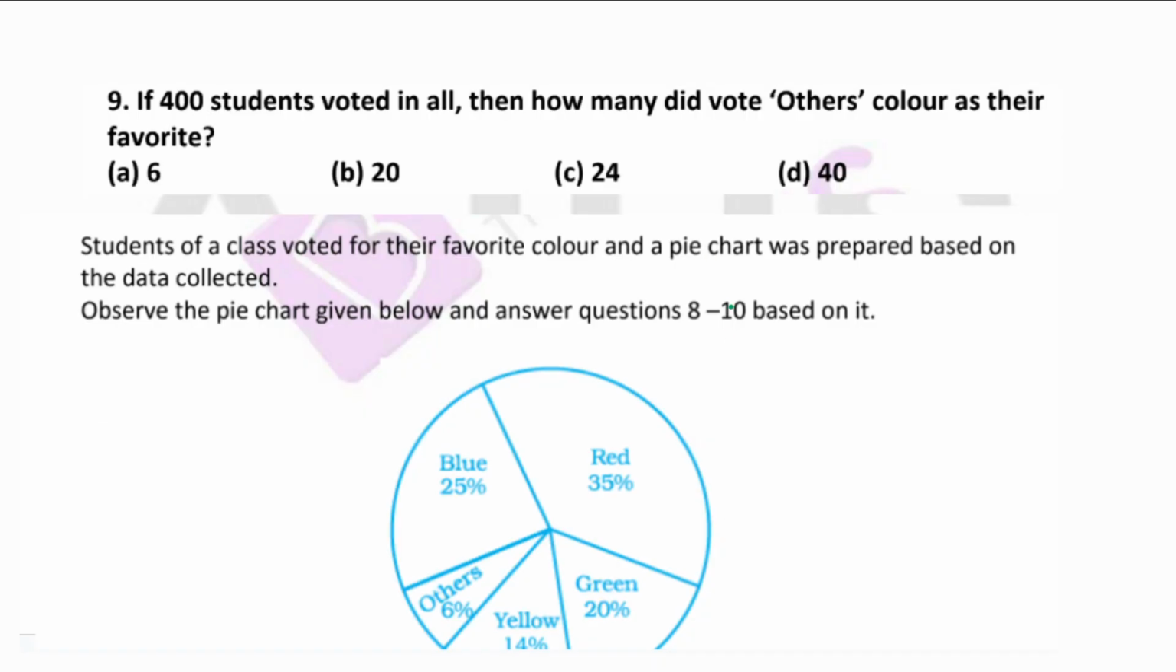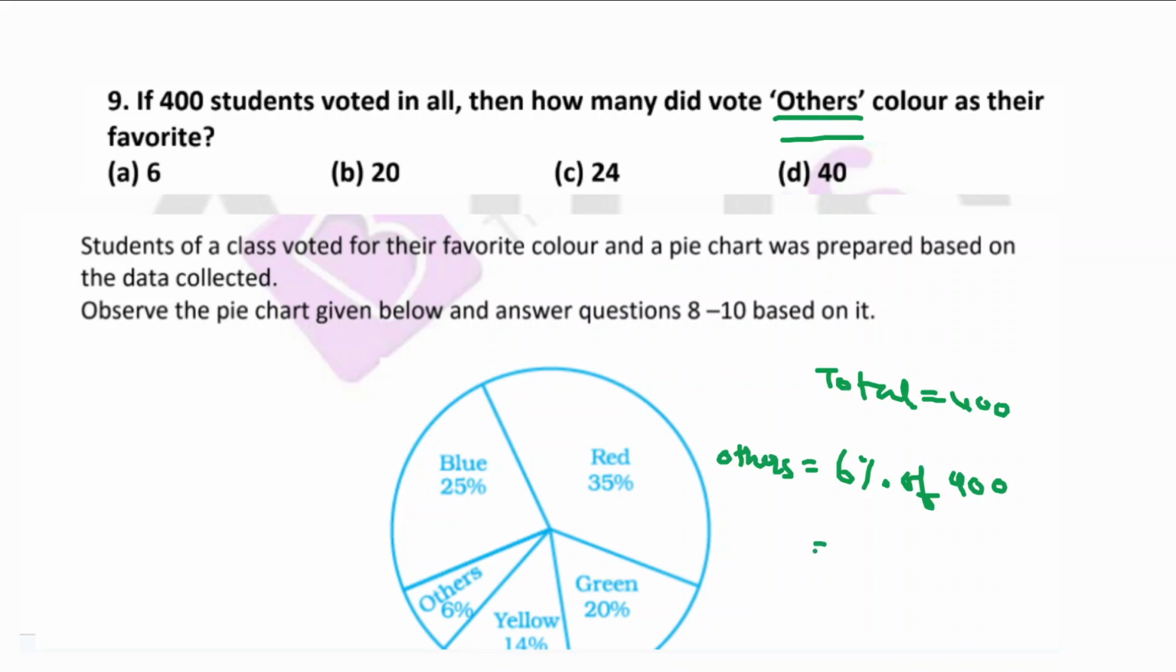Resume. Okay, let us go to the next question. Read the question and solve the problem. Pause. Resume. Okay, now let us look into the solution. Again the same problem. If 400 students voted in all, the total is 400. Then how many students voted for the other colors as their favorite? Others is 6%, so others will be 6% of 400.